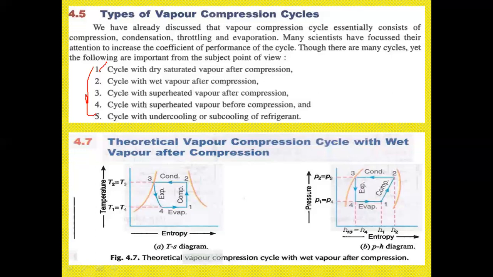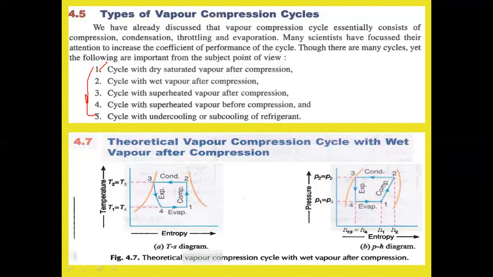Next one, the cycle with wet vapor after compression. So what is it saying? The cycle with the wet vapor after compression. Next, the cycle with superheated vapor after compression. So after compression, we have the cycle with dry saturated vapor, the cycle with wet vapor, and the cycle with superheated vapor.